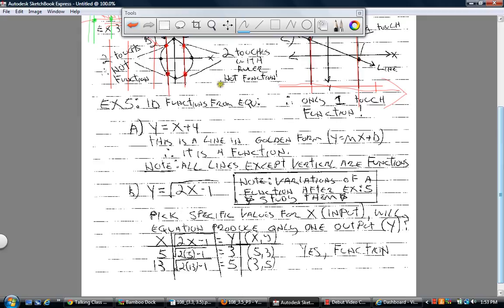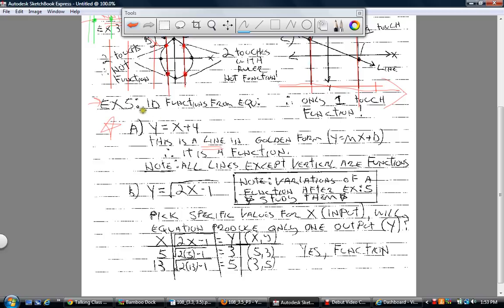Okay, now let's wrap this up. Example 5 says identify functions from equations. From a function, they ask, is this a function? Ask yourself, y equals x plus 4. What type of function is this? What type of graph is this? I'm hoping everybody's telling me it's linear.